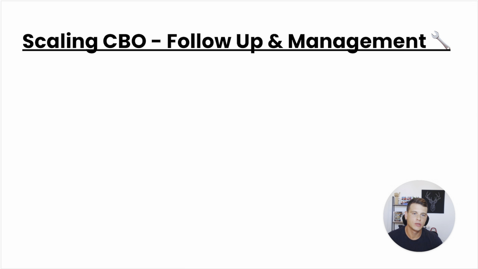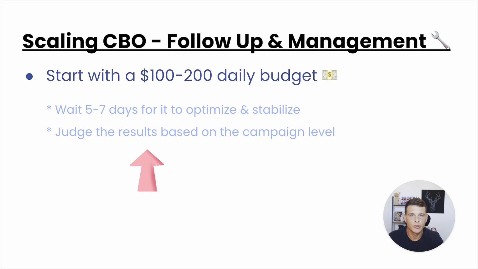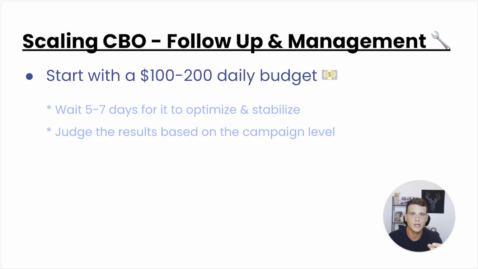Scaling CBO instructions. As we mentioned before, we're going to start with $100 to $200 daily budget. After you publish the campaign, you want to let it run for at least 5 to 7 days before you make any change. Very important key rule. You want to make sure that you judge the results based on the campaign level and not on the ad group or ad level. The reason for it is because when you try to scale, you need to be looking at the bigger picture and not try to micromanage it.